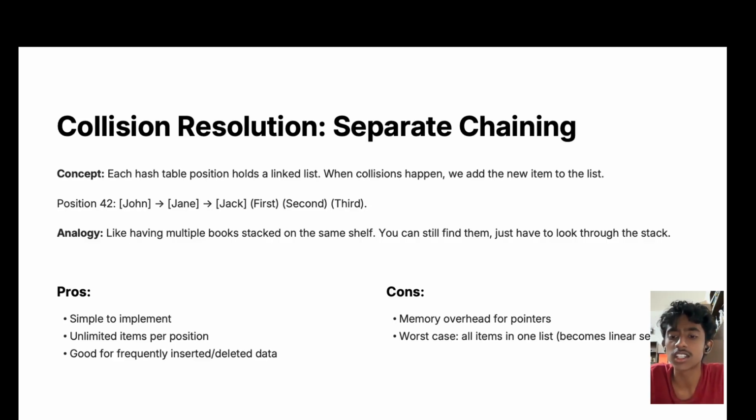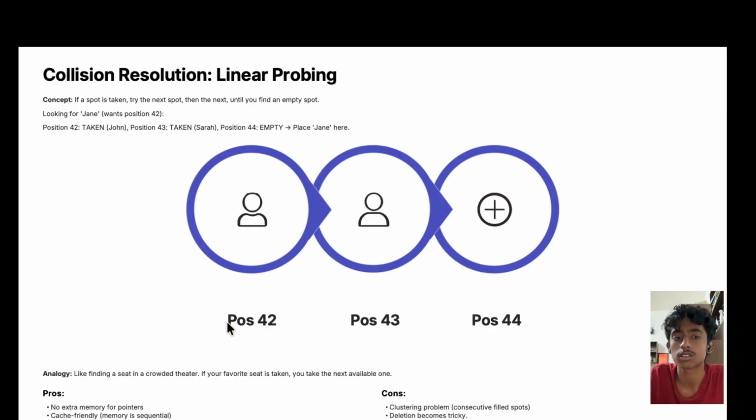The pros are that it's simple to implement, allows unlimited items per position, and is good for frequently inserted or deleted data. The cons are the memory overhead for pointers, and in the worst case, where all items land in one list, it degrades into a linear search.